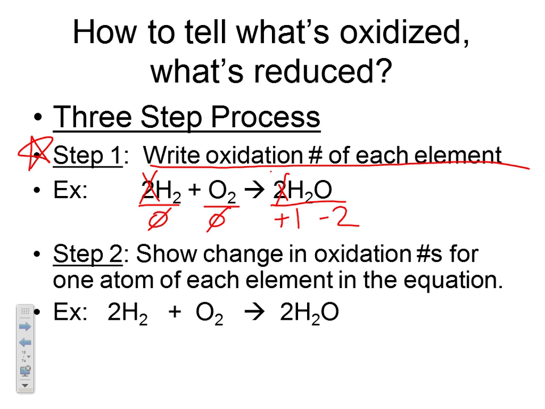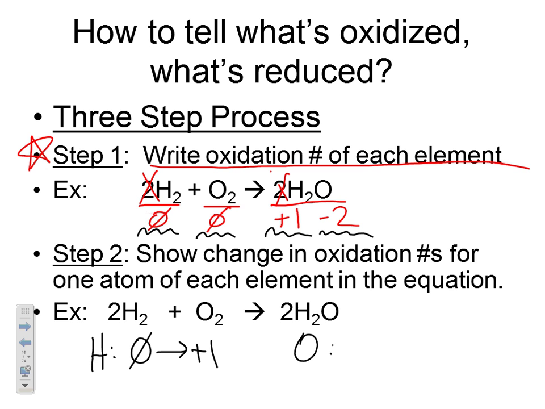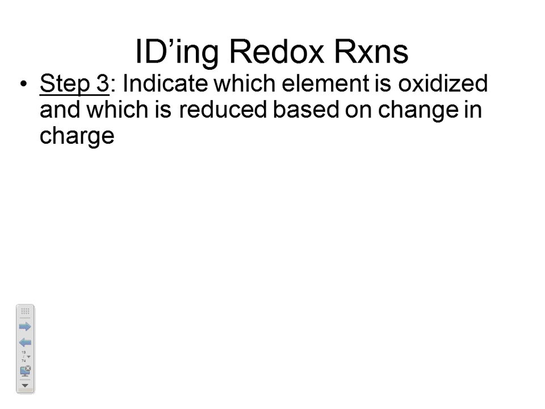The second step is to show the change in oxidation numbers, basically to look at what you just wrote and say, hey, how did each thing change? So we have 2 elements here, hydrogen and oxygen, and I just want to state the change. The hydrogen started at a charge of 0, and then it ended at a charge of +1. So I'm going to say the hydrogen went from 0 to +1, because that helps me really see the change. The oxygen, on the other hand, started at a charge of 0, but it ended at a charge of -2. Oxygen went from 0 to -2. This is the change in oxidation numbers.